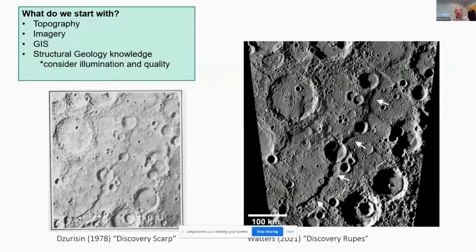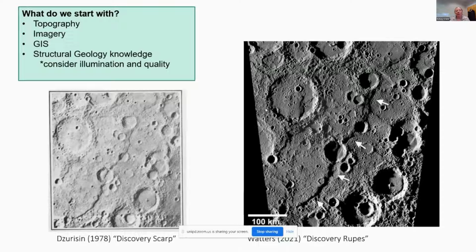When we first start mapping on Mercury and talking about the tectonic history of Mercury, it's important to know what we're working with. So we typically use topography and imagery to start the mapping process, as well as GIS, which I know you guys are learning about. Just like every other planet, Mercury has its own projections and its own way to use GIS with it. And then you're also starting with your structural geology knowledge and everything you got in class.